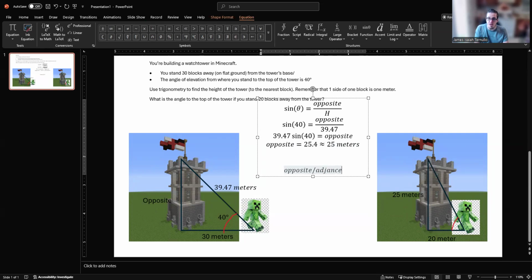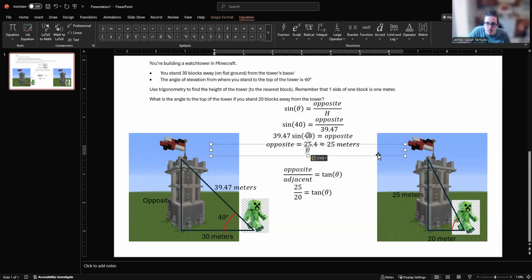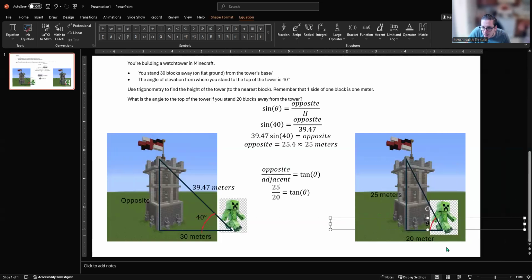So we can look in our lab manual to find that the opposite over the adjacent is equal to the tangent of the angle. So on this left-hand side, we have all these values. And that's 25 divided by 20 equals tan of the angle that we're looking for. And just so it's clear, this is this angle right here.